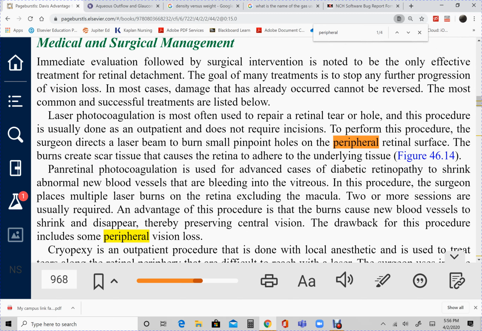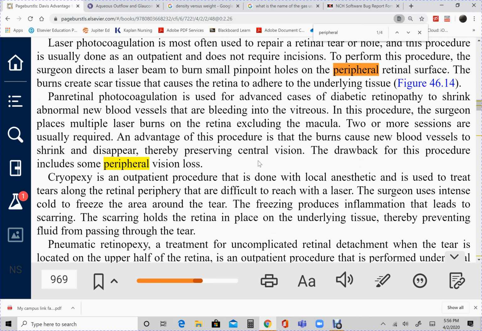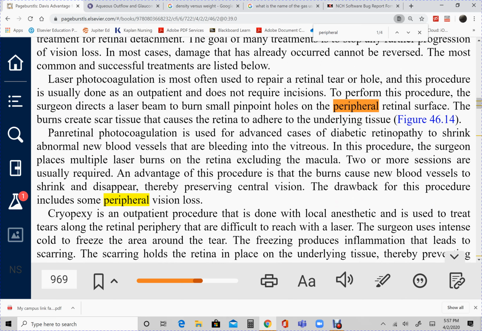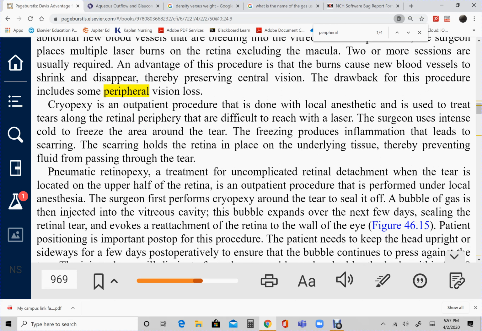Medical and surgical management. There are various means. Again, I'm not testing how the surgery is done. It's only the pre and post-op. I'll just briefly describe some. These all involve the creation of an inflammatory response and scarring, which follows the inflammatory response, which will reattach the retina against the eyeball.